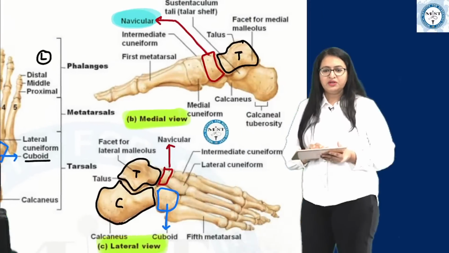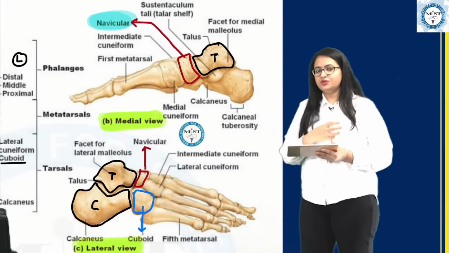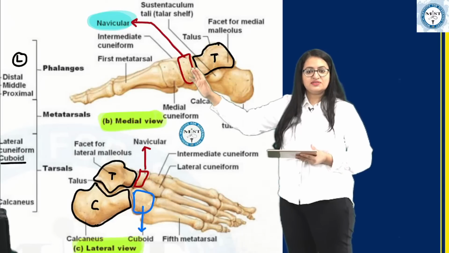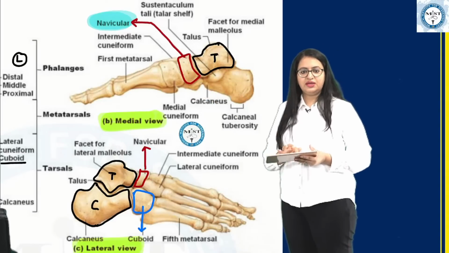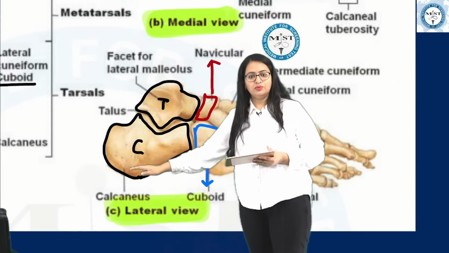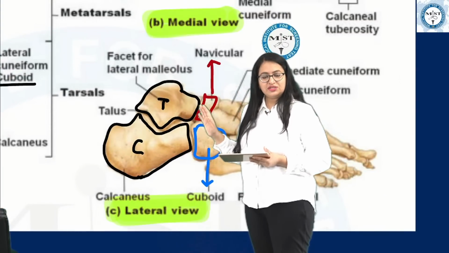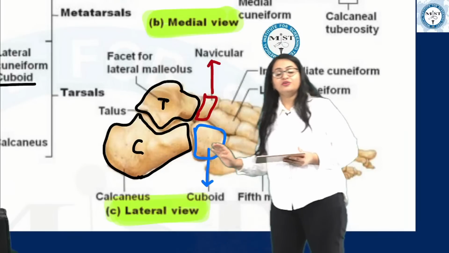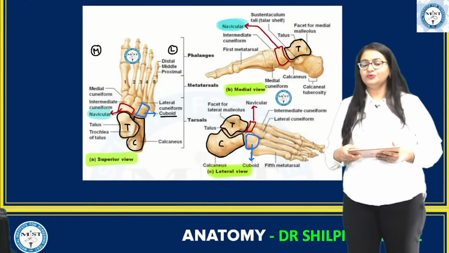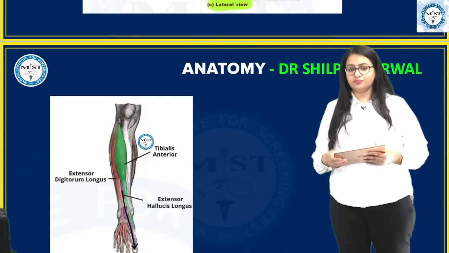Now even if you see the view from the sides, you can identify that this is the talus, calcaneum, and in front of talus, the slightly curved bone is navicular. And in this another image, again the same thing: talus above, navicular below. In front of talus, the bone is navicular, and in front of calcaneum, it is cuboid. So whichever view is there, you should be able to identify these bones.